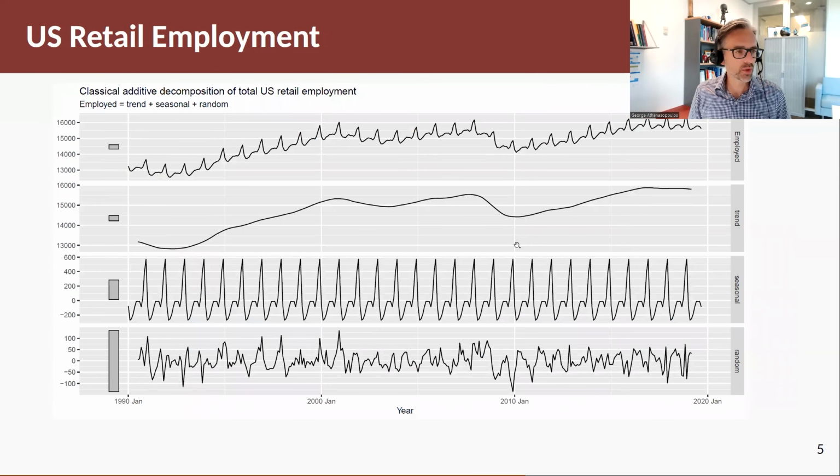Here's an example using US retail employment data. This is the number of people employed in US retail. Our original data is monthly, and you can see a strong seasonal pattern. Here's an estimate of the trend cycle component, a smooth trend cycle component. Here are now the seasonal indices.